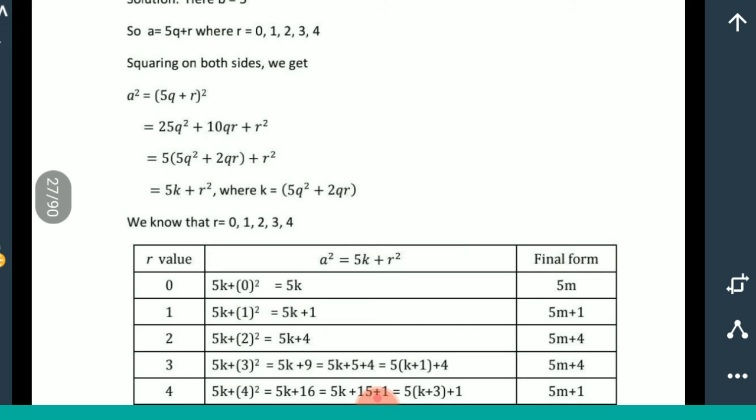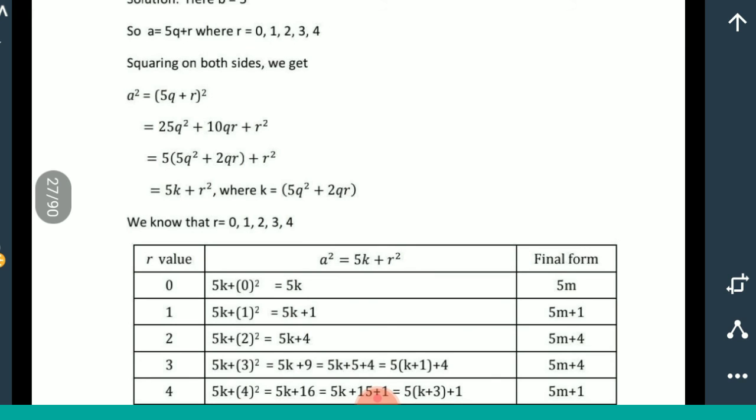And if r is equal to 3, we can write 5k plus 3 square. See this carefully, children: 5k plus 9. 3 square is nothing but 9. So 9 can be written as 5 plus 4. That's why 5k plus 5 plus 4. Take 5 from the first two terms, so we get 5 times k plus 1 plus 4. In k plus 1, you can write some multiple m, 5m plus 4. Whatever k plus 1 may be, 5 into something we got. So that's why 5m plus 4. Here m is some integer, so k plus 1 is considered as m.